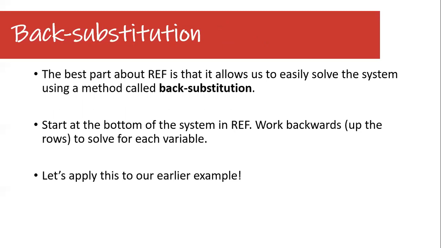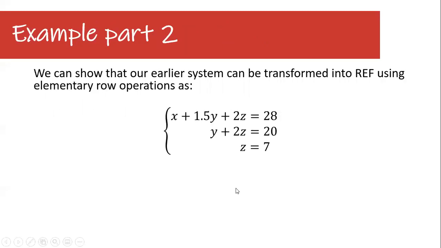So let's apply this to our earlier example with the sheds. We can show that our earlier system can be transformed into row echelon form using those elementary row operations to get this form of an equivalent system. We're left with x plus 1.5y plus 2z equals 28, y plus 2z equals 20, and z equals 7. So automatically we know that z equals 7. Remember, z is the number of model C that we should build. So we should build 7 model Cs. We already know that from this form.